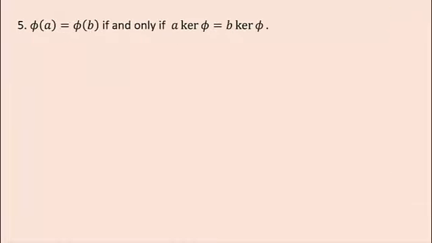Property number 5 tells us that phi of a is equal to phi of b if and only if a and b are in the same coset of the kernel. So let's prove this. This is an if and only if statement. So let's start with phi of a equals phi of b.